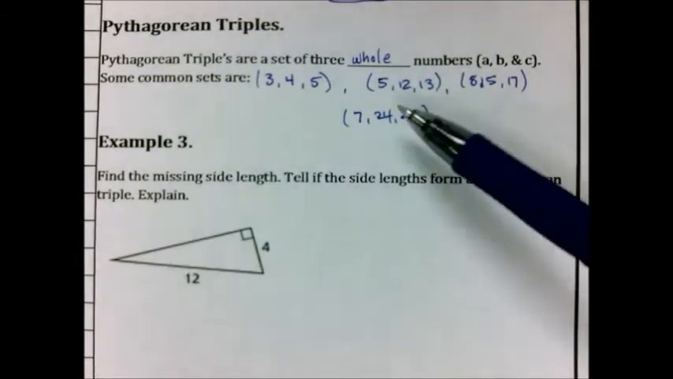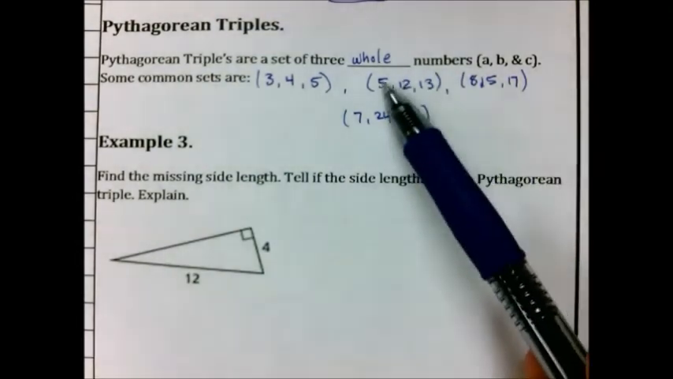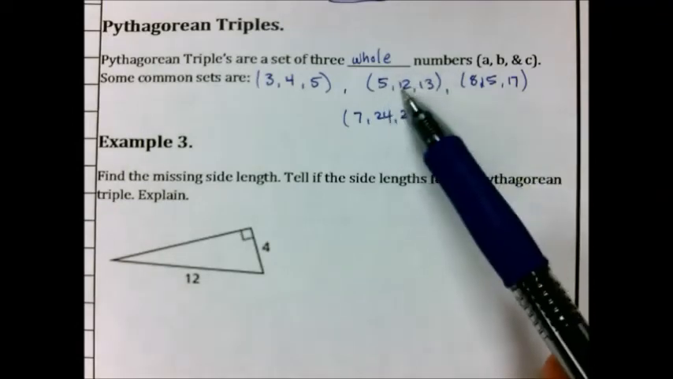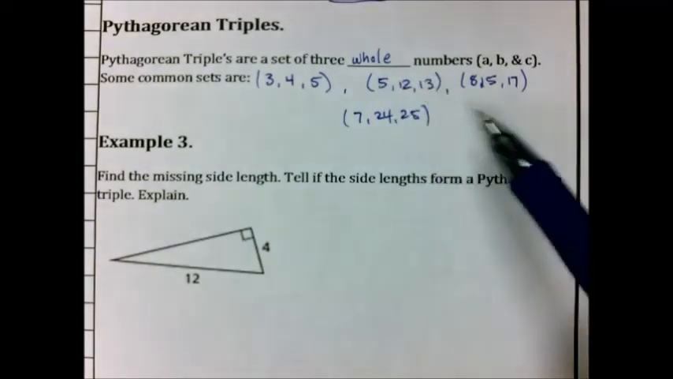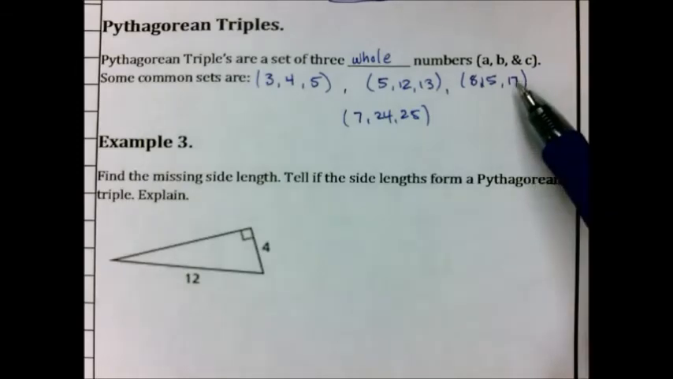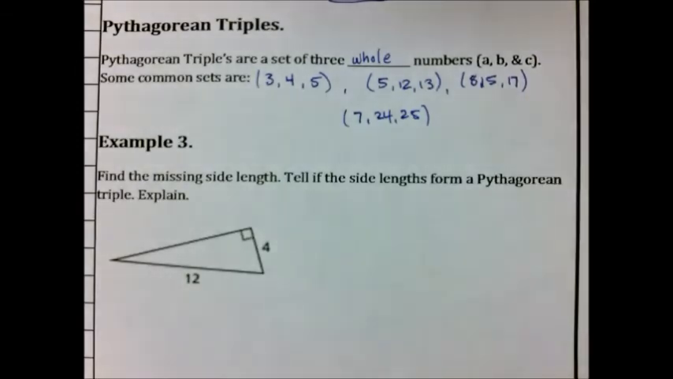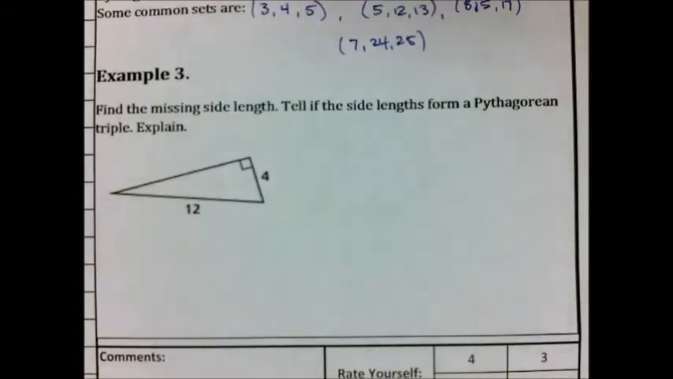These are the common ones where in order as A, B, and C, we've got 5 squared plus 12 squared is going to give you 13 squared. 8 squared plus 15 squared is going to equal 17 squared. Those are just our simple Pythagorean triples, the whole numbers that will work for Pythagorean theorem. So for example 3, we want to find that missing side length, and then tell if this is truly a Pythagorean triple, and then explain it.